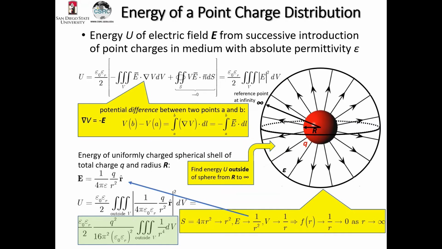V, our potential, tends to 1 over r. So if we multiply S, E, and V together, the r squares cancel, and we have a 1 over r. So this surface integral tends to 0 as r goes to infinity. So we can drop the surface term. We can set this to 0. After we do that, what we recover is this expression up here where we have the electric fields squared. And that's going to give us this expression in the green box.